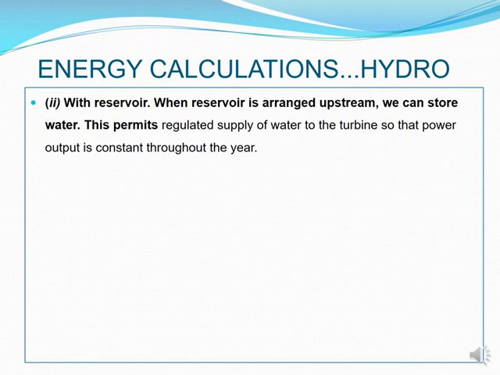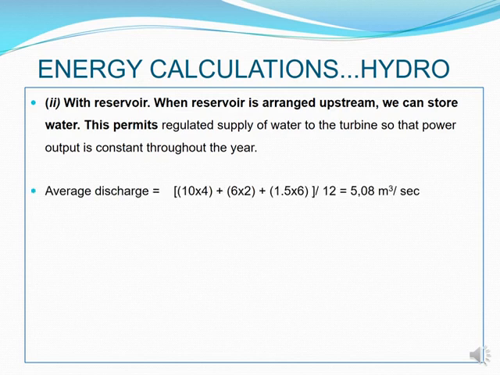Then the second part of the question was saying that with the reservoir arranged upstream, we can store water, and that will permit a regulated supply of water to the turbine. And for us to know what the average discharge is, we take the 10 cubic meters per second that we get in the 4 months, add it to the 6 cubic meters that we get in 2 months, and then the 1.5 that we get in 6 months.